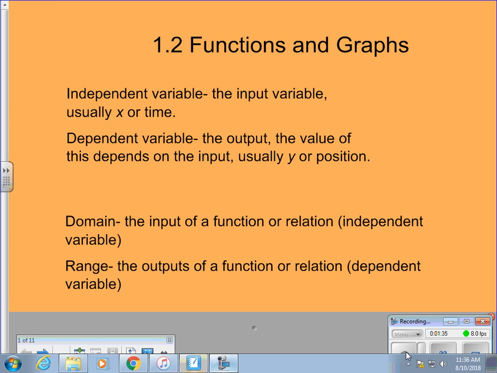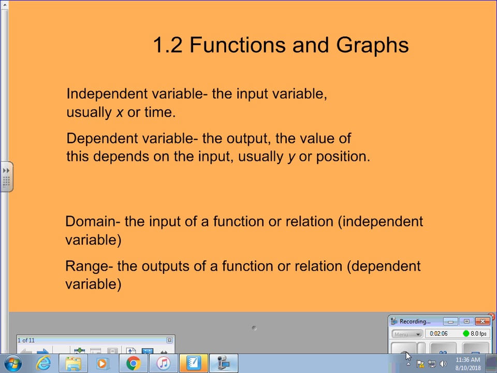Domain and range are huge in what we do in here. We're going to be talking a lot about domains and ranges, where things exist, where they don't exist. We don't care about stuff that's not the domain. Okay? We're going to have a lot of formal definitions of things as we pass through this year. And often, those ones are dependent upon domain.